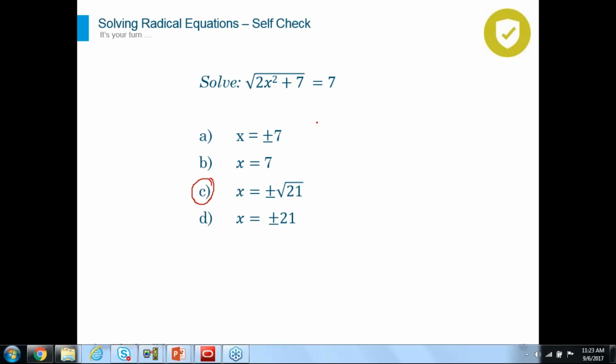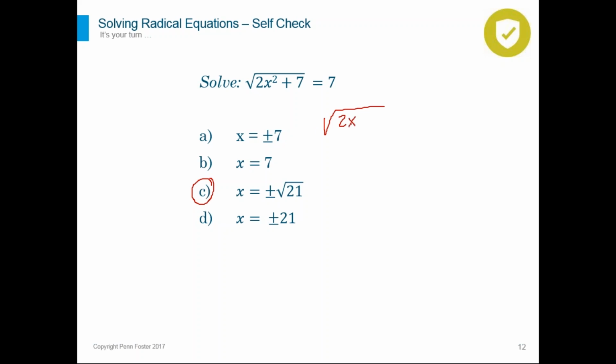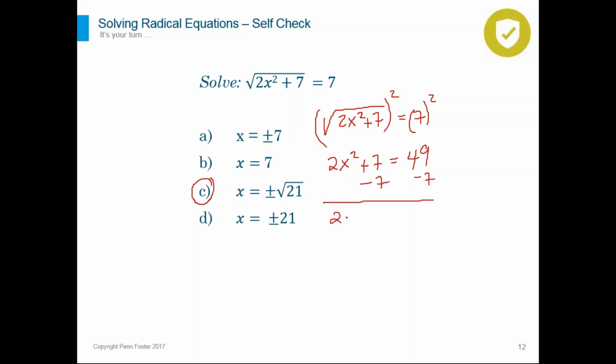So we have the square root of 2x squared plus 7 equals 7. I'm ready to square because I have the radical expression isolated. So that will end up with 2x squared plus 7 equals 49. Remember, we have to square the right side as well. Now I only have to rearrange my equation, subtract 7 from both sides. 2x squared equals 42. Divide over 2, divide over 2, end up with x squared equals 21.